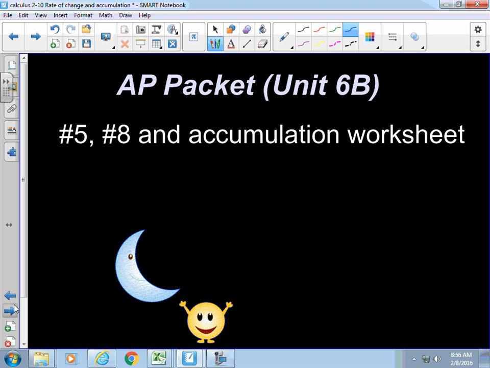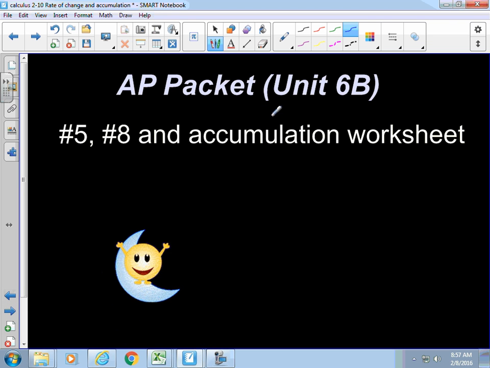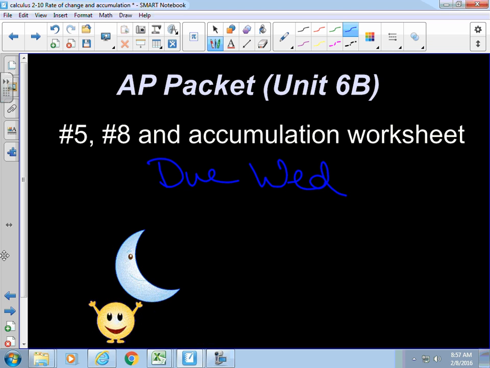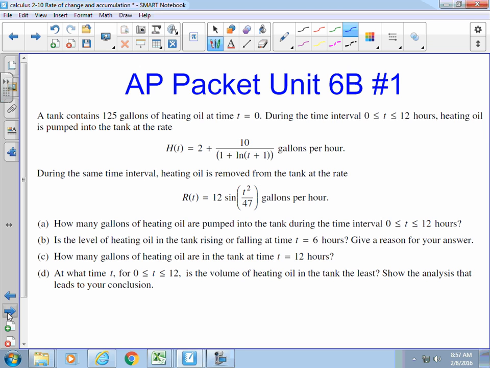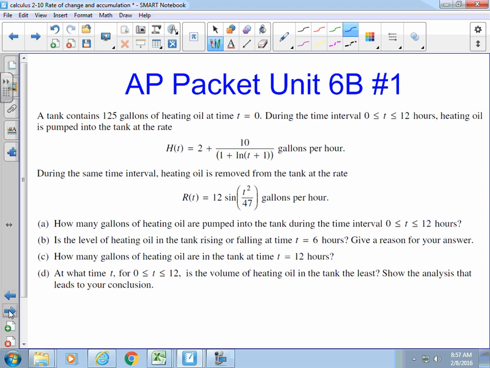So anyway, I've got, I think, 5 and 8 on the 6B AP packet, and the accumulation worksheet is due Wednesday. Due Wednesday. So tomorrow will be a work day, and I'm going to work numbers 1 and this population density question. So I'm going to work 2 problems in class, and then we're going to grade the AP from Friday.